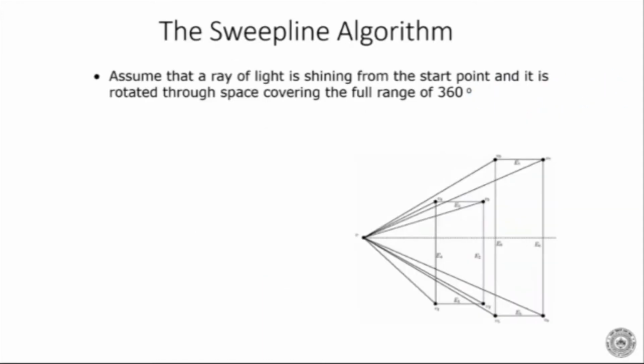Now let's look at it in terms of an algorithm. When we are drawing this connection of graphs, the interconnected roadmap, the algorithm that works is called the sweep line algorithm. This assumes that a ray of light is shining from the start point and is rotated through space covering the full range of 360 degrees. So imagine you're standing here at the start, and there is a ray of light shining from the start and rotated through 360 degrees.